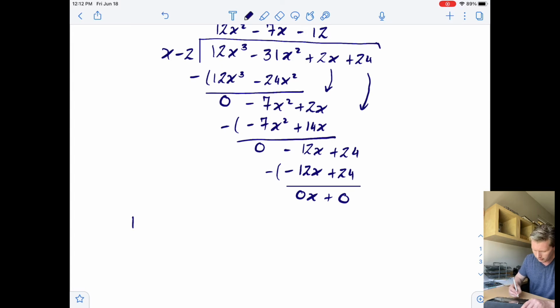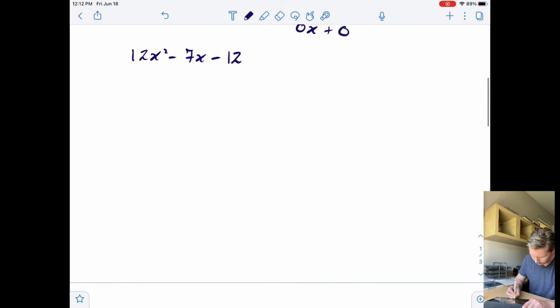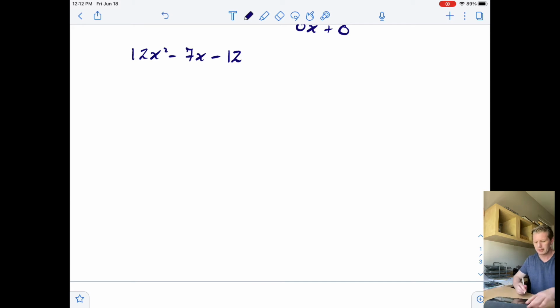All right, so let's see, it is 12x squared minus 7x minus 12. All right, so I have to factorize this. Let's see if I can do that. Two factors for 12x squared, well, let's try 4x and 3x. Or I could try 12x and x, or 6x and 2x, but let's try 4x and 3x. I think that's going to work out for me.